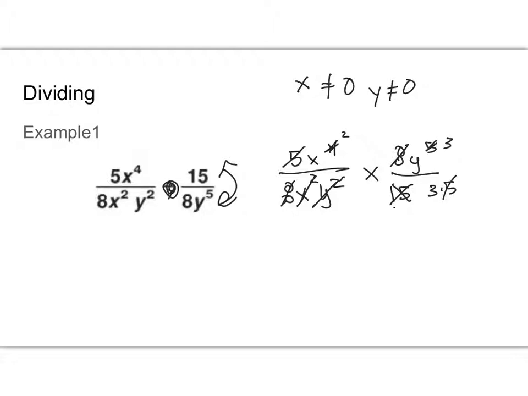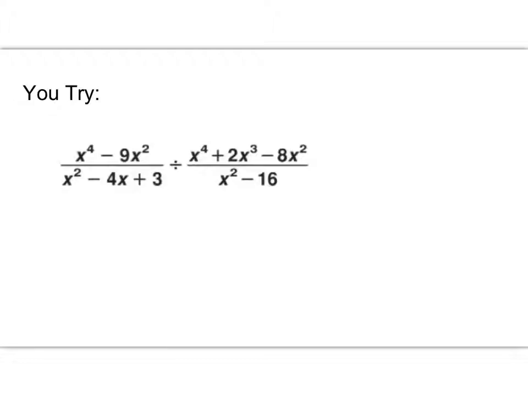And what I'm left with is only x squared in the top and y cubed. There isn't anything else, right? No. And in the bottom, I'm just left with a 3. Done. It's as simple as that.